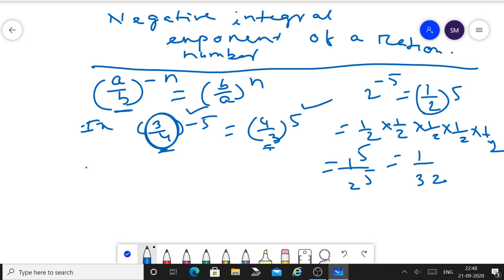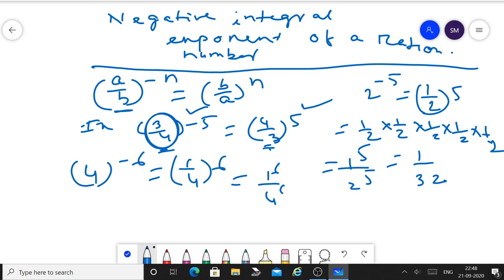Understand? Suppose 4 to the power minus 6. Can you find the result? No, because the exponent is negative. Then to make the exponent positive, what can I do? Take the reciprocal of the base. What is the base here? The base is 4. The reciprocal of 4 is 1 upon 4. 1 upon 4 to the power 6. Then can you find the value? This is 1 to the power 6 upon 4 to the power 6.